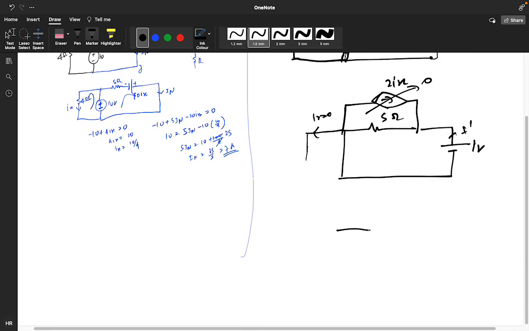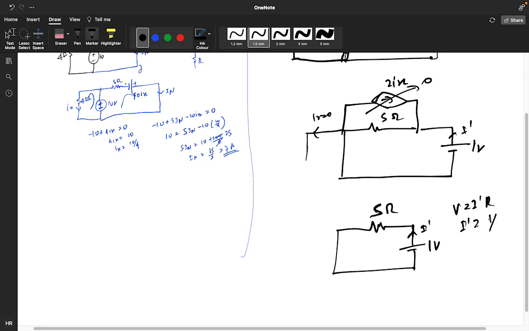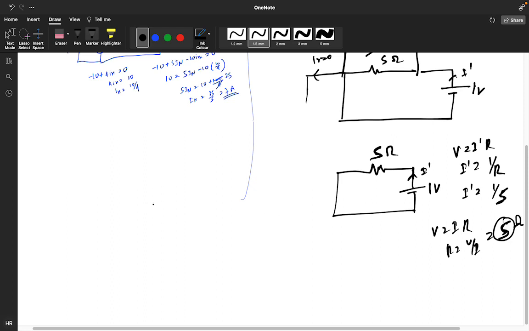So I am getting a simple circuit like this: 5 ohm, positive negative 1 volt, and this is my I dash. So what will be? V is equal to I dash into R. The I dash value, V is 1, so 1 upon R. R value is given as 5 only. So I dash is 1 by 5. R value will be V by I, so you will get R value as simple as 5 ohm resistance only.